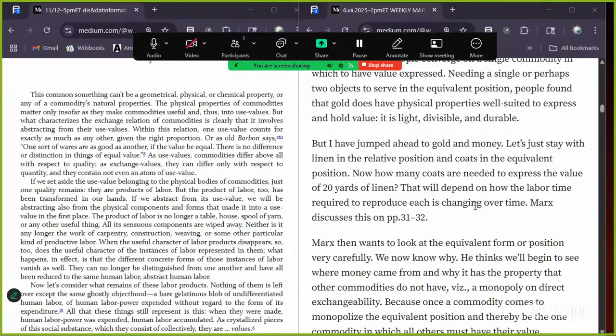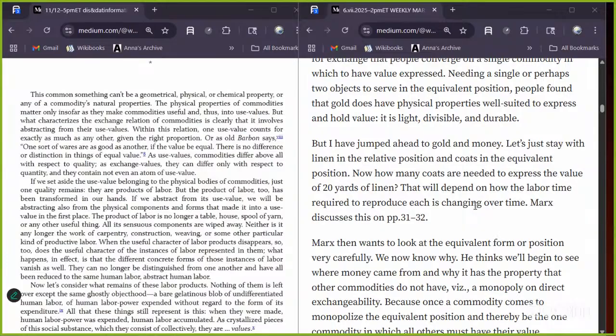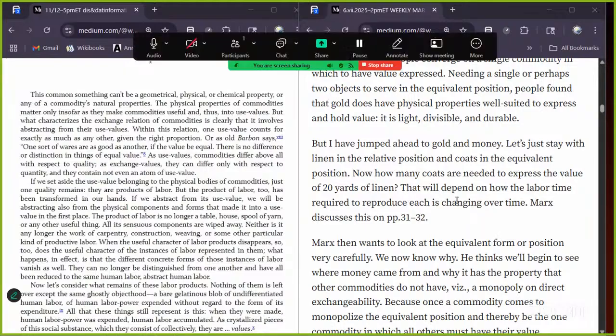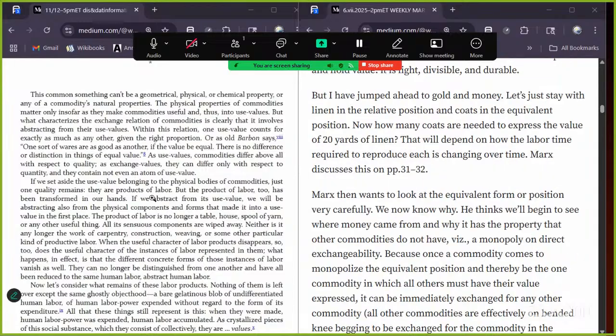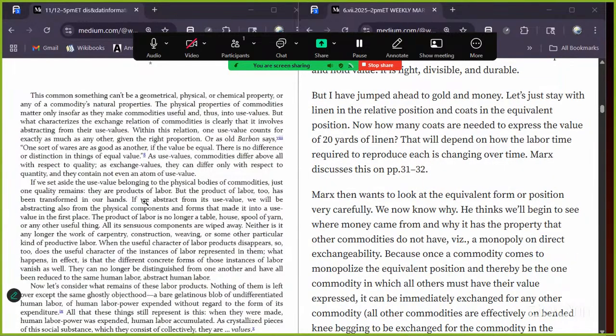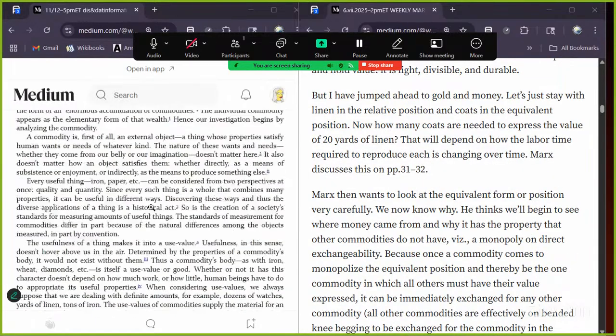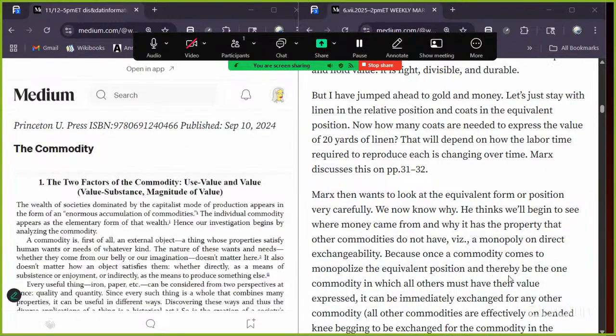Now, how many coats are needed to express the value of 20 yards of linen? That will depend on how the labor time required to reproduce each is changing over time. Marx discusses this on pages 31 to 32. Marx then wants to look at the equivalent form or position very carefully. We now know why.